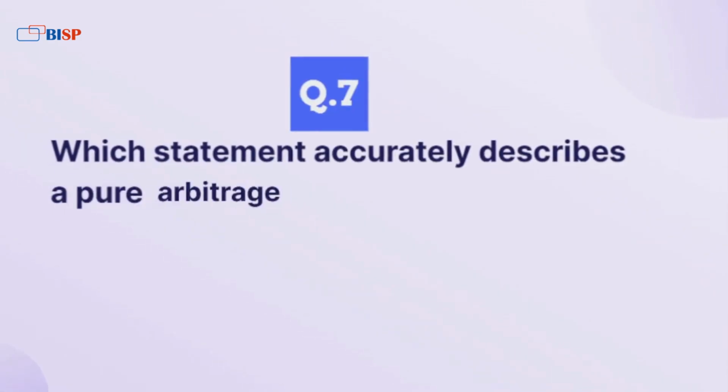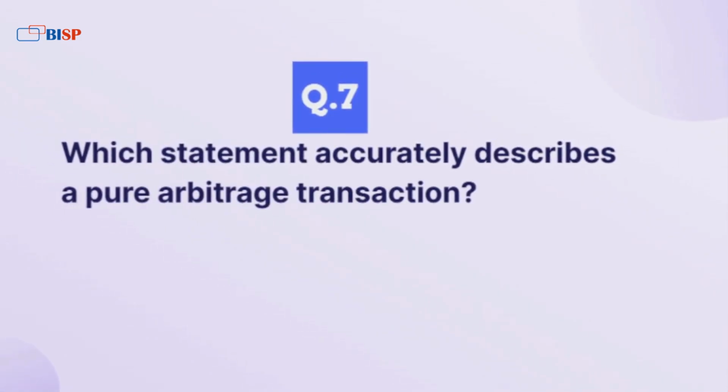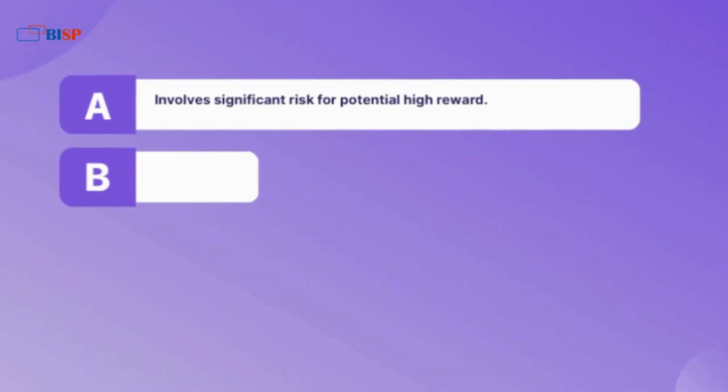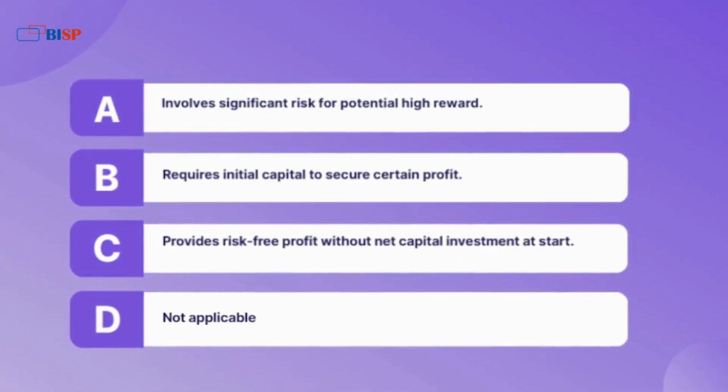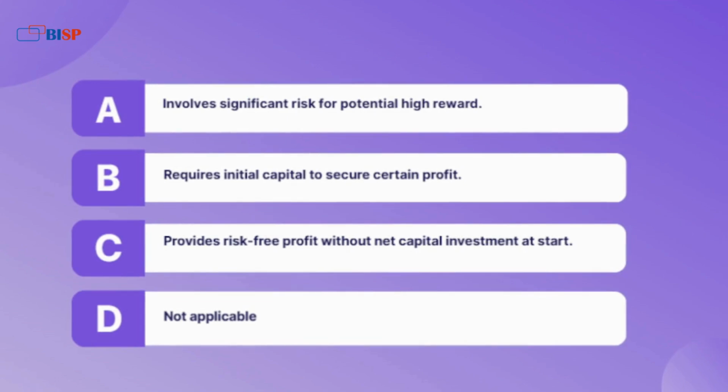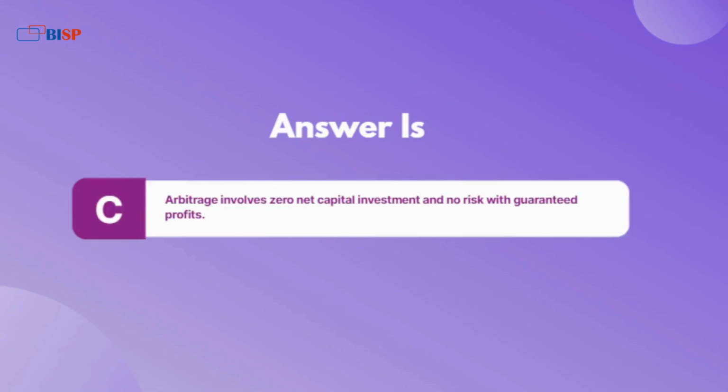Which statement accurately describes a pure arbitrage transaction? A. Involves significant risk for potential high reward. B. Requires initial capital to secure certain profit. C. Provides risk-free profit without net capital investment at start. D. Not applicable. Answer is C. Arbitrage involves zero net capital investment and no risk with guaranteed profits.